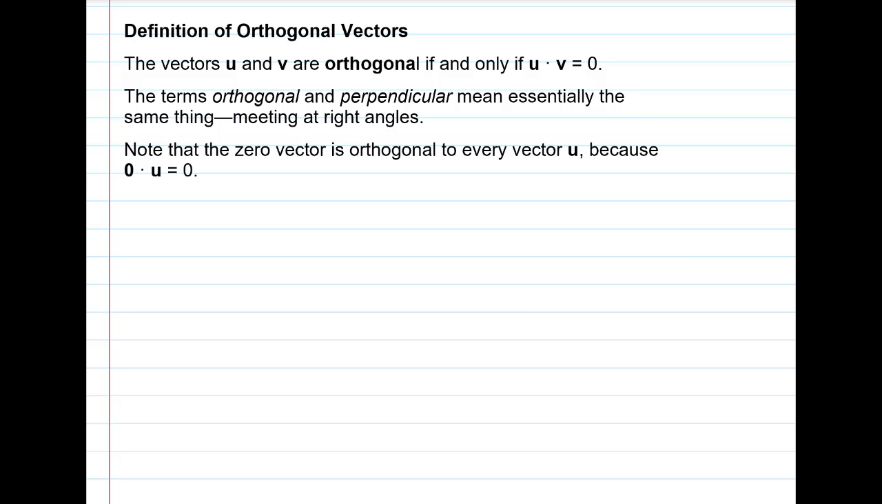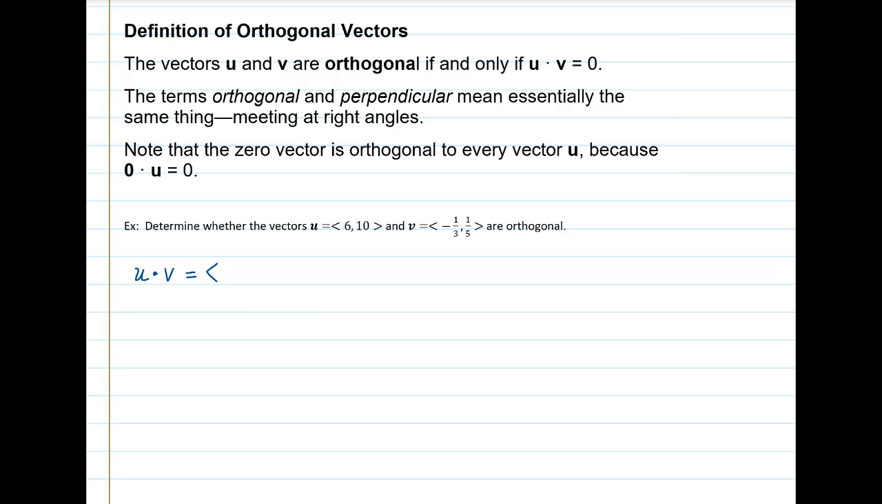Perpendicular just means that there is a 90-degree angle between the two vectors, right? So we have a nice definition here that says that two vectors are orthogonal or perpendicular if and only if the dot product of the two is equal to 0. And if and only if means it goes the other way around. If the dot product is equal to 0, then you know the two vectors are perpendicular or orthogonal in this case.